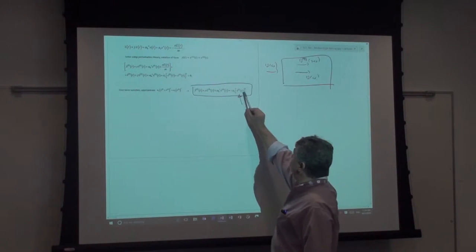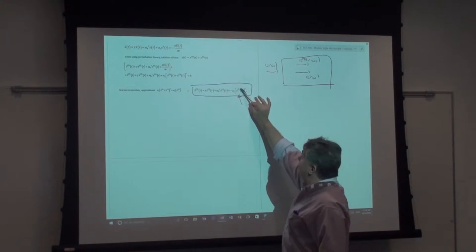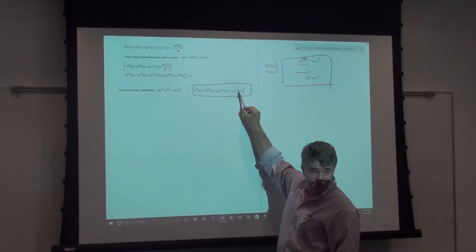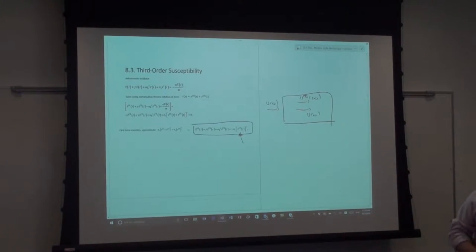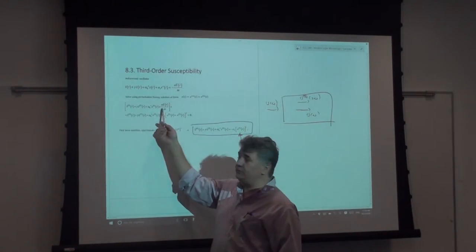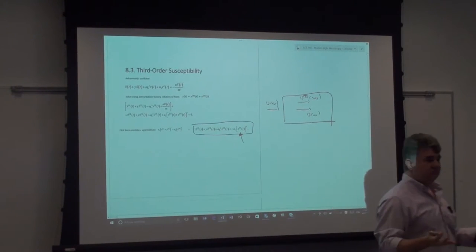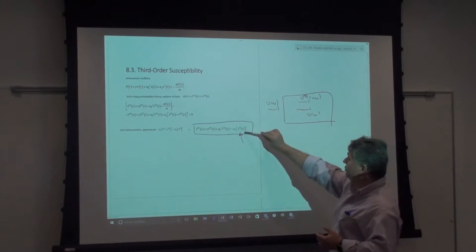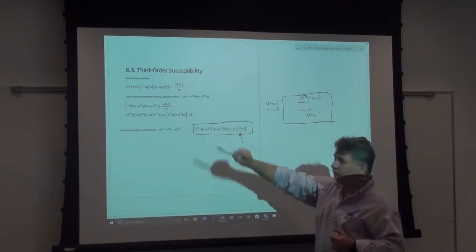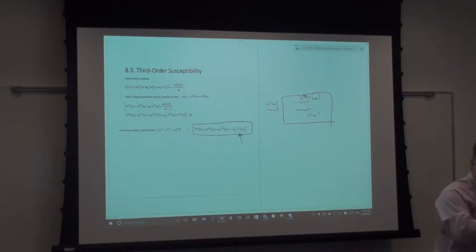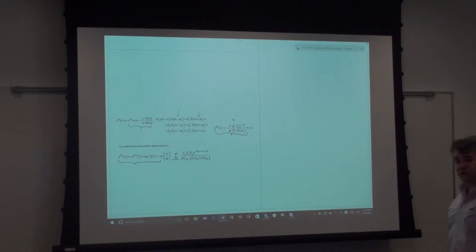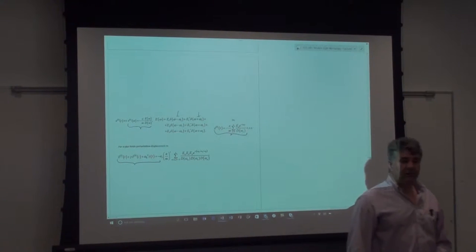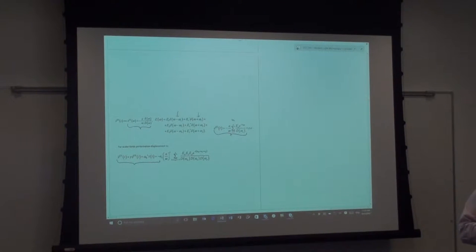So this becomes very easy, which means that now I can take X1 from here. I solve the linear equation first, which gives me X1. This is just the linear optical response. And now the cube of that, the third power, will be the driving term for the nonlinear part. So that's tractable now. Pretty much everything else is intractable and ugly, and can only be solved numerically.